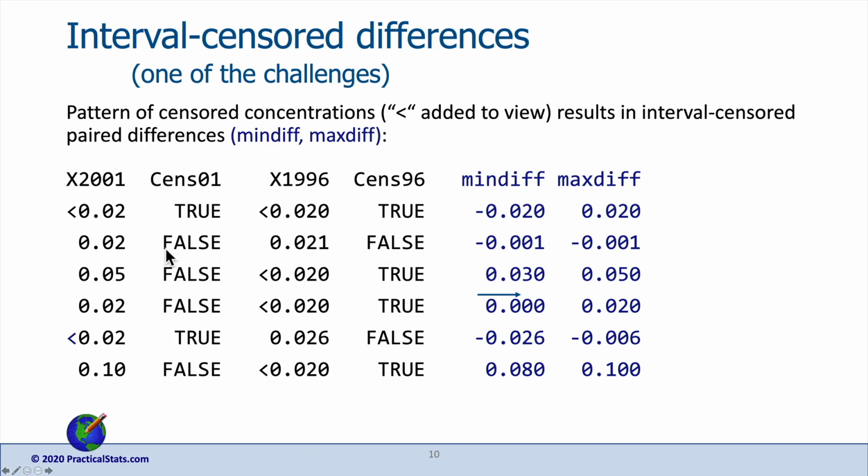Here there are two falses in the second row, and so those are two detected values, so it would just be 0.02 minus 0.021 gives me a minus 0.001, and that's true both for minimum and maximum. And so when these numbers are the same in the min and the max, that just means it's a constant, which means that we had two detected observations.